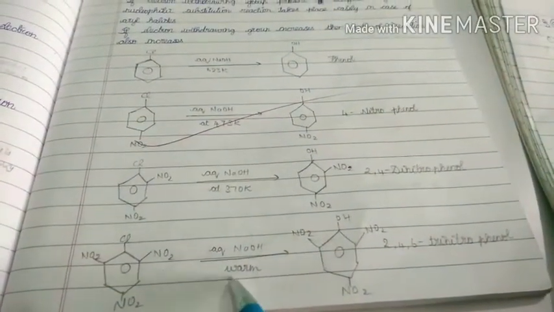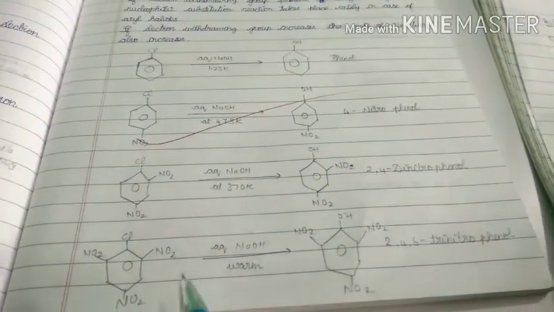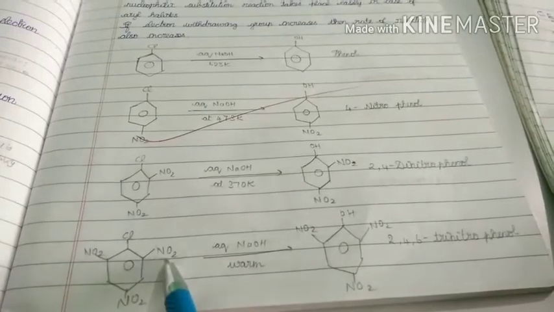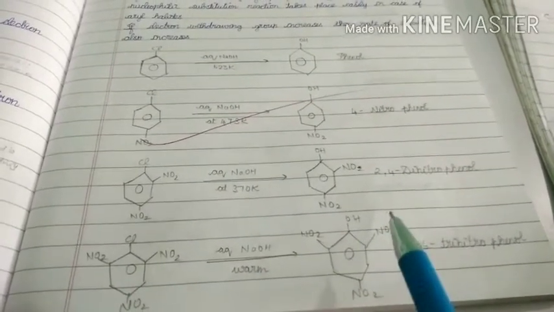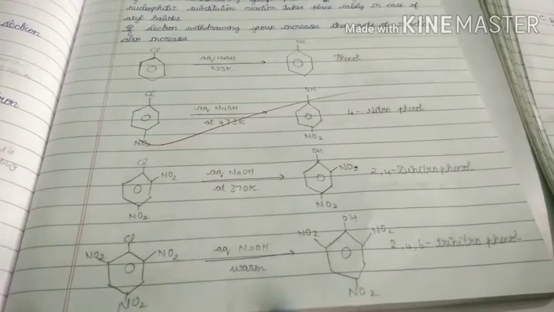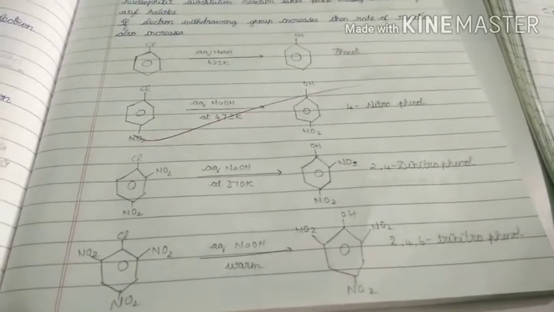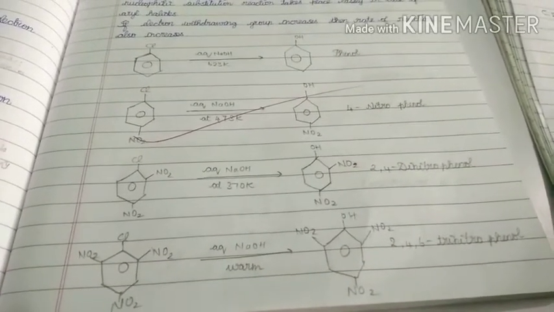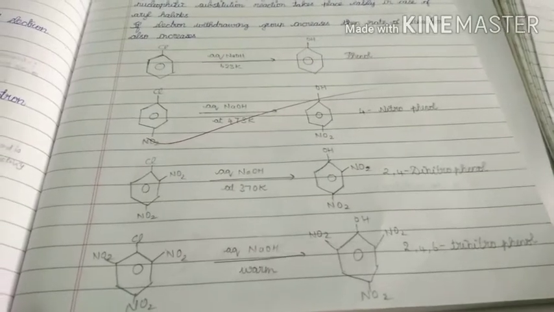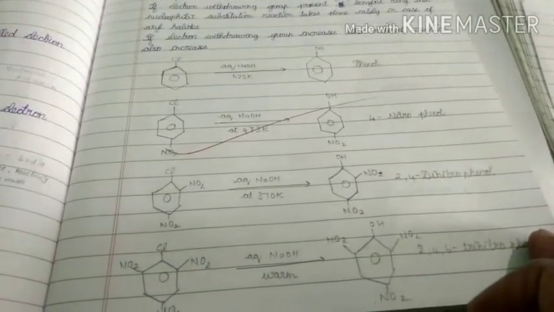That means here the temperature is very low compared to the previous 3 reactions, but the rate of reaction increases, because here 3 electron withdrawing groups are present. So automatically the rate of reaction will be faster. Which reaction? Nucleophilic substitution reaction. Then 2,4,6-trinitrophenol will be formed. So this is all about nucleophilic substitution reactions in aryl halides.